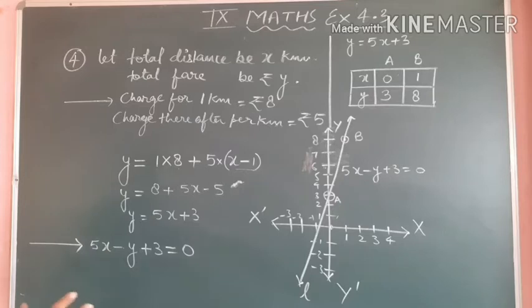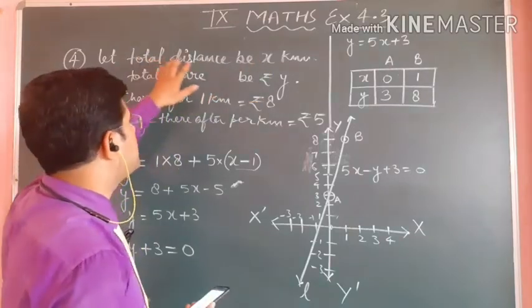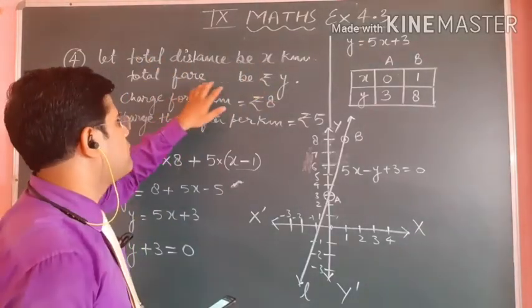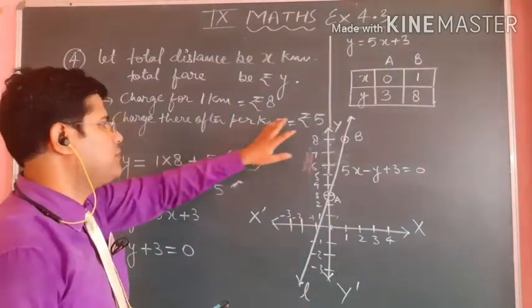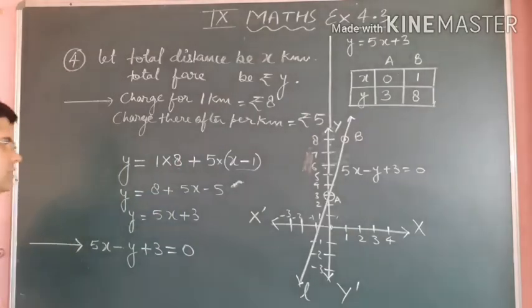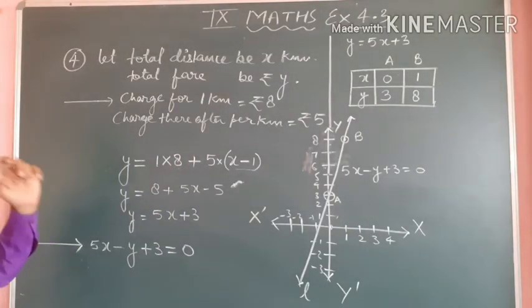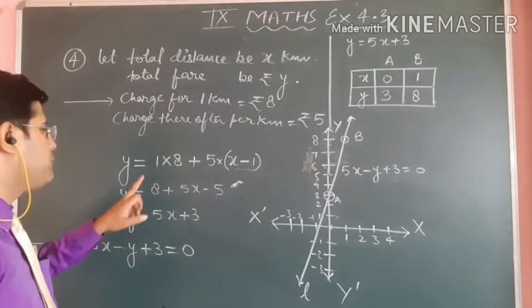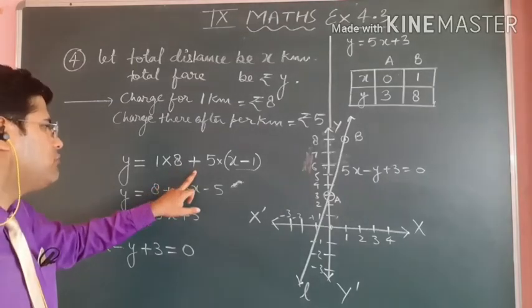Okay students, now this is question number 4. I am going to discuss this sum once again because it is a very important and very lengthy sum. Find the total distance. Firstly we let the total distance be x and the total fare rupees y. The charge for the first kilometer is rupees 8, and thereafter we have to charge rupees 5 for further kilometers. The y rupees is the total money we have to pay, the total fare.